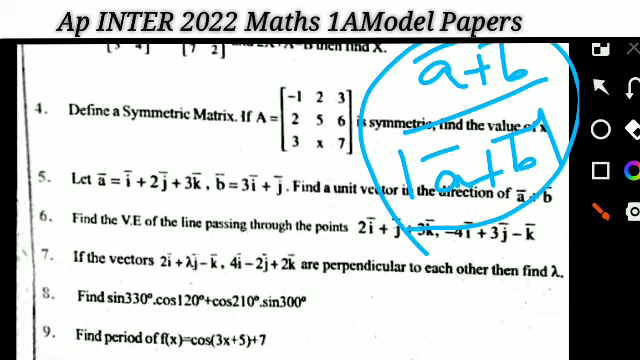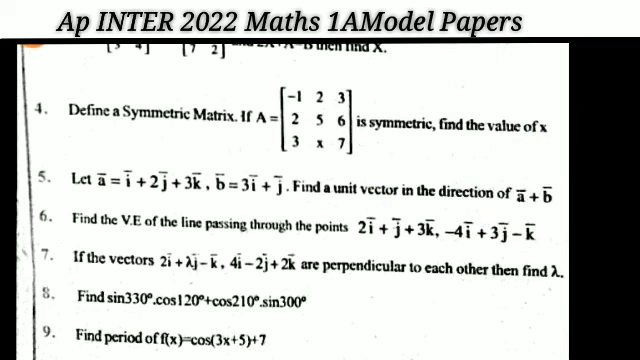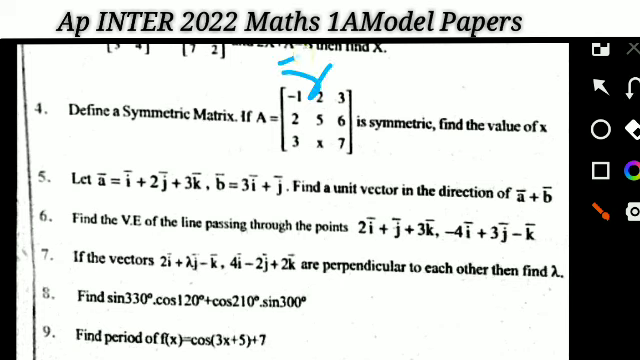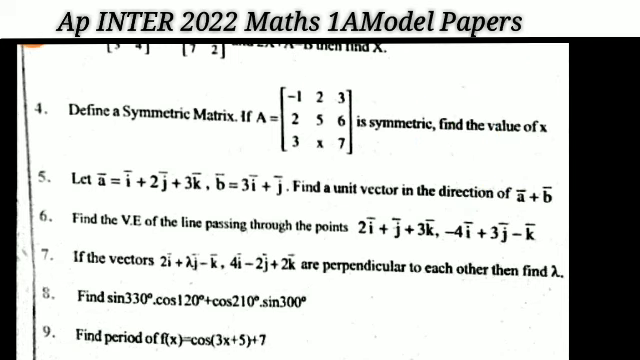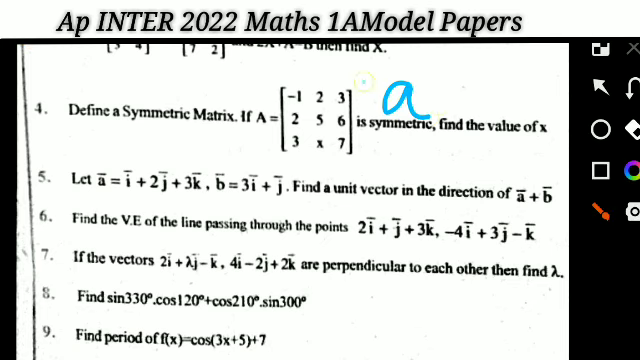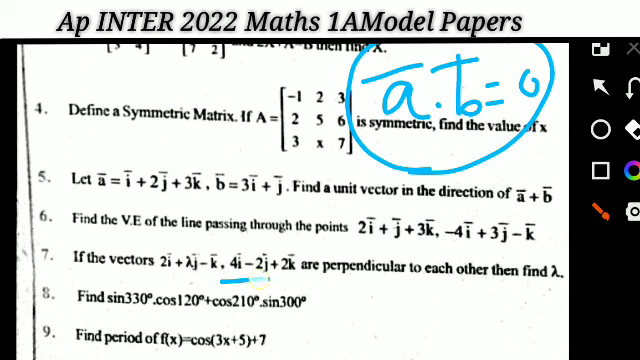Okay, next, if the two vectors are given, find the vector equation of the line passing through the vectors. What is the formula? Sixth one, r bar passing through the 2 points is r bar equals 1 minus t into a bar plus t into b bar. This is the formula for the vector equation of the line passing through the given 2 points. Next one, if the vectors are perpendicular to each other, then what is the value of lambda? If the two vectors are perpendicular to each other, then what is the condition? a dot b is equal to 0. This is the formula for the 7th question.